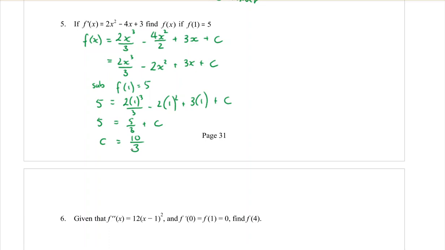Don't stop, that's not the answer, because you have to rewrite your function with the correct c put onto it. So therefore my answer for f of x is 2x cubed over 3 minus 2x squared plus 3x plus my lovely constant, which is 10 over 3 that I had to find out. And now there's no more mystery. We know exactly what that original function was. No more plus c required.